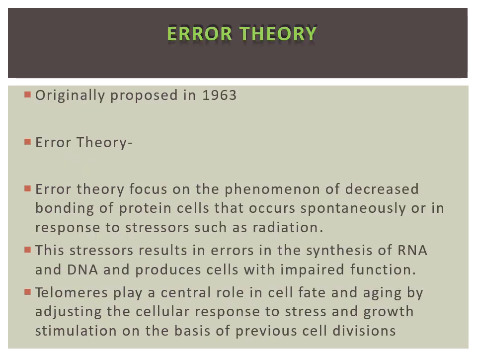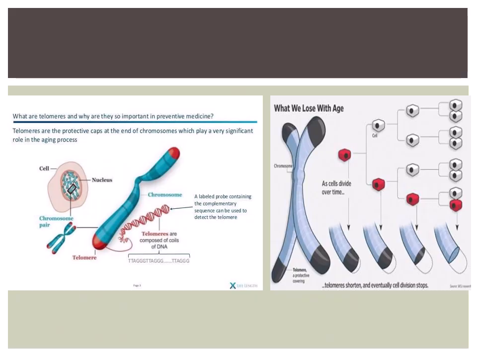So first we see about error theory. What is meant by error theory? In error theory in general, it may be due to the errors that take place inside the DNA and RNA synthesis that occurs during the time of aging, and it was originally proposed in 1963, right? So here you can see about the error theory, where the telomeres tend to shorten. Normally the size of the telomeres tends to shorten, and that happens in error theory.